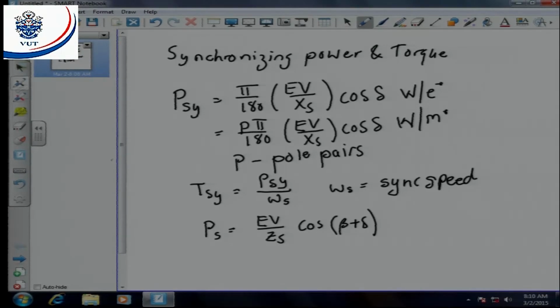In the generating mode, electromagnetic power developed in watts per phase in electrical radian of rotor displacement, P EMG, is equal to E over Z cos beta minus V over Z cos beta plus delta. Sorry.